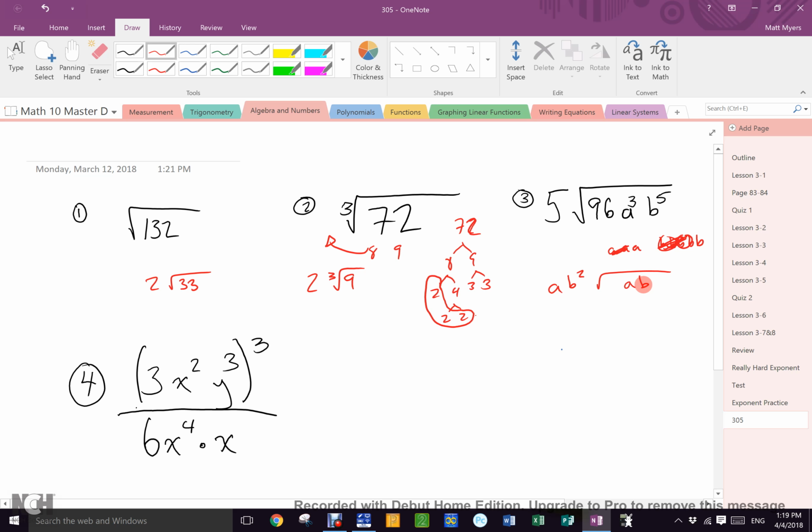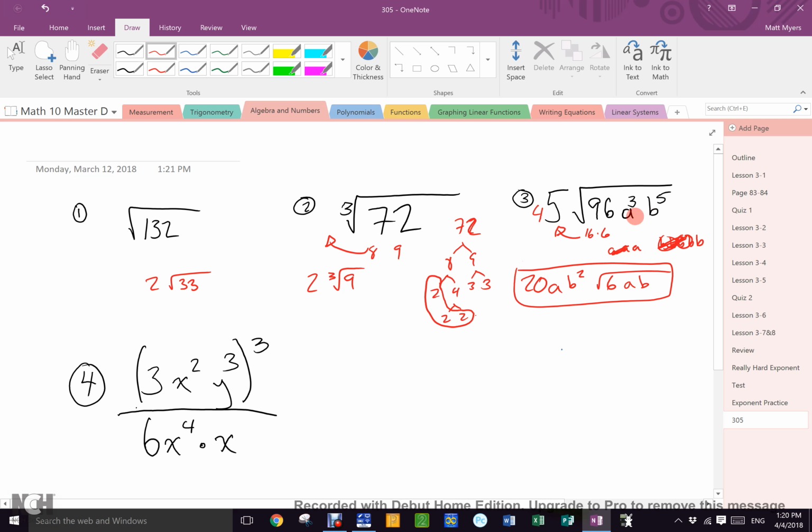The 96. Now for me, I have done this enough. When I see 96, I see 16 times 6, because 16 is a perfect square. What is it? 4. So what comes out? No. 4, the square root of 16, right? So out comes a 4. What's already out there? So what's out there now? 20. And what did I leave under there? 6. And now it's done.